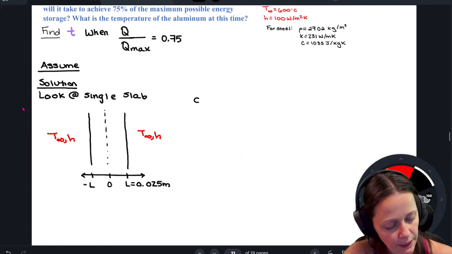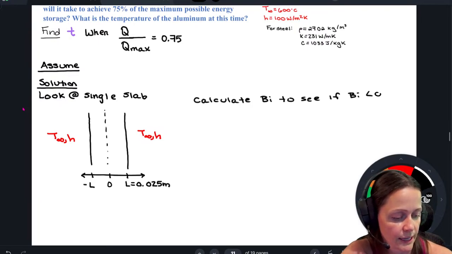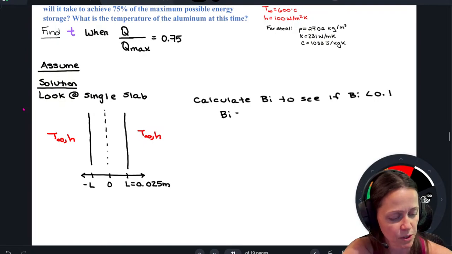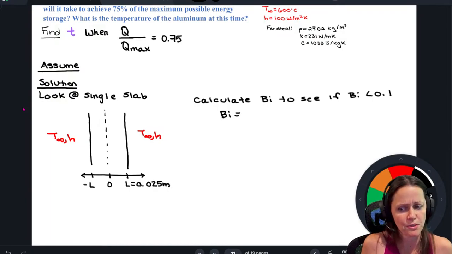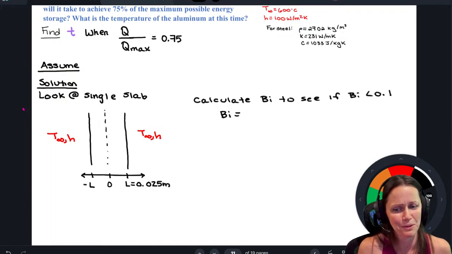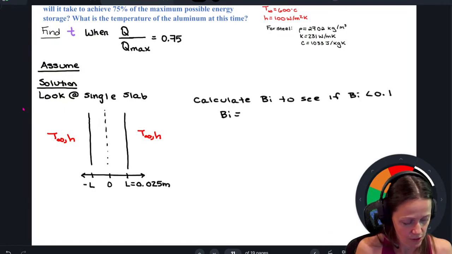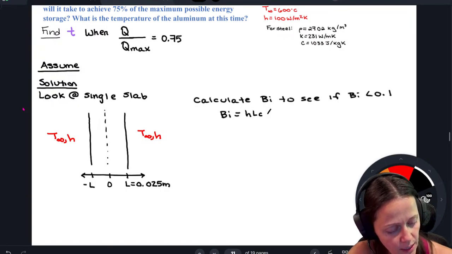So I'm going to calculate the Biot number to see if the Biot number is less than 0.1. There's no special rule for a plane wall, like using a different characteristic length when calculating the Biot number to see if you can use the lumped capacitance; it's just L. So this is going to be h Lc over k.